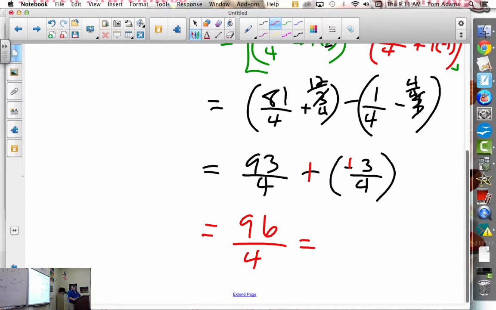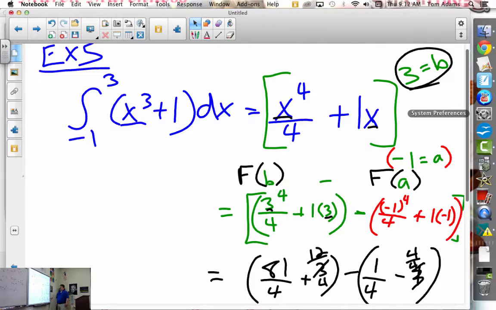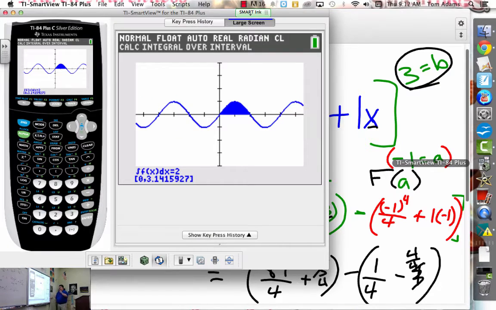Does 4 go into that evenly? Is that 24? Yes, it's 24. Okay, so now what did I do? I found that the area under the curve of this function, x cubed plus 1, from negative 1 to 3 is 24. Now I can verify that 2 ways on my calculator.